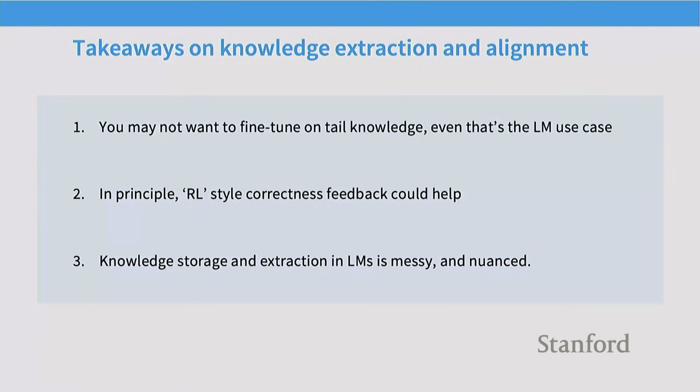You want to be really careful to make the model abstain nicely when it doesn't know things. And in principle, reinforcement learning style correctness could help, and we'll talk about that in a moment. And optimizing this at the instruction tuning level is just really messy and very difficult. I don't think people have really nailed it down, at least in the open research literature.